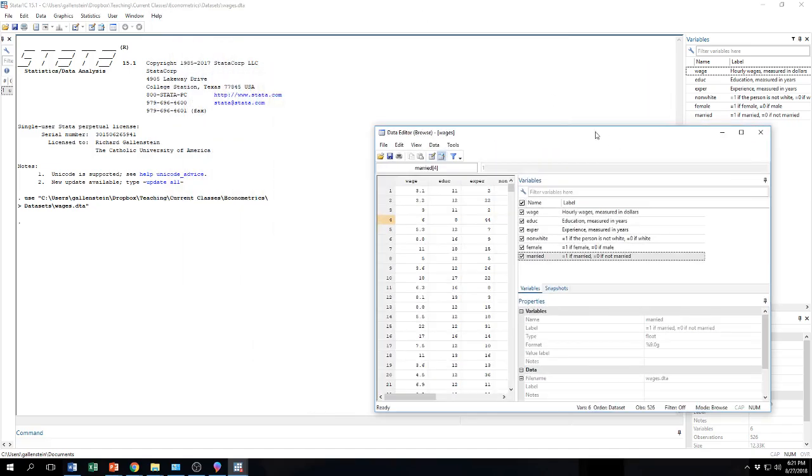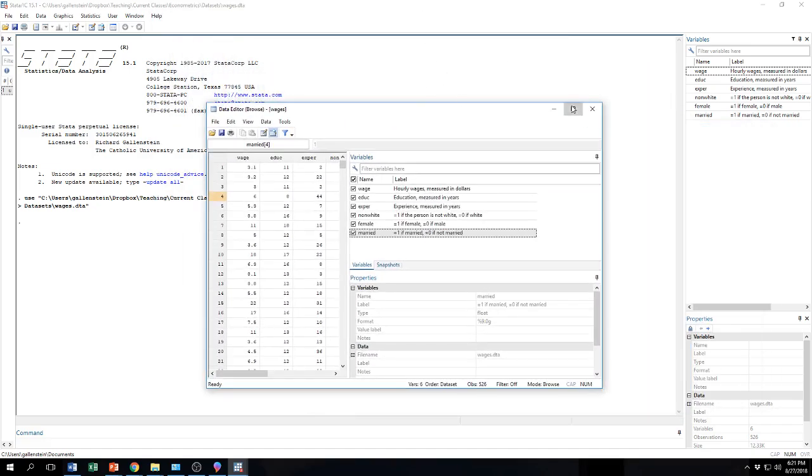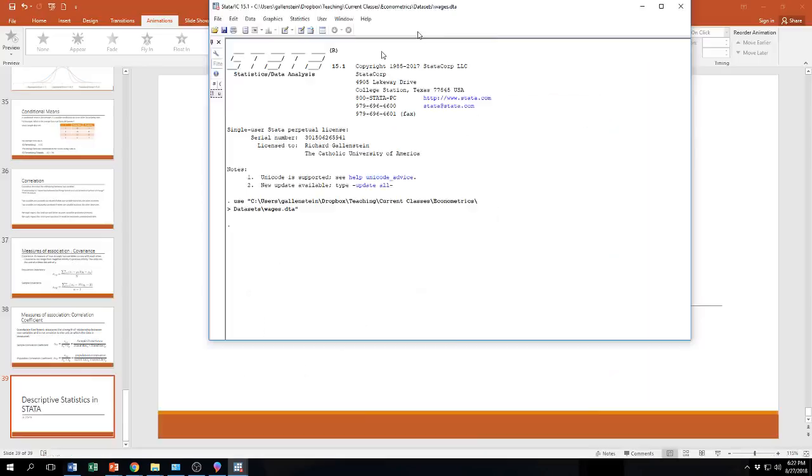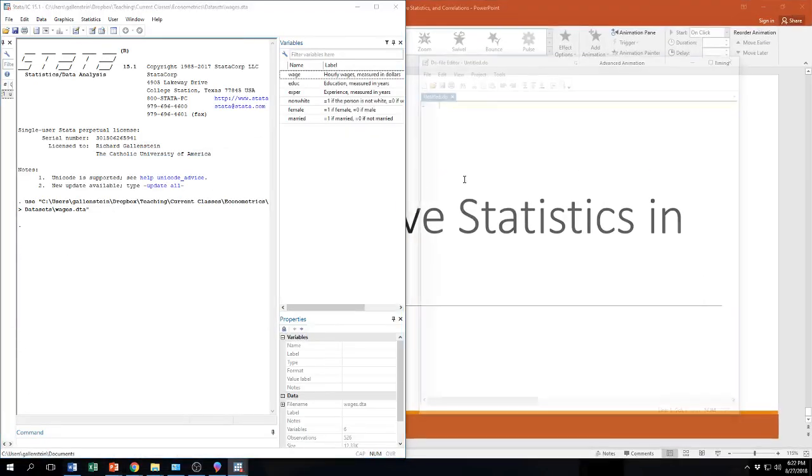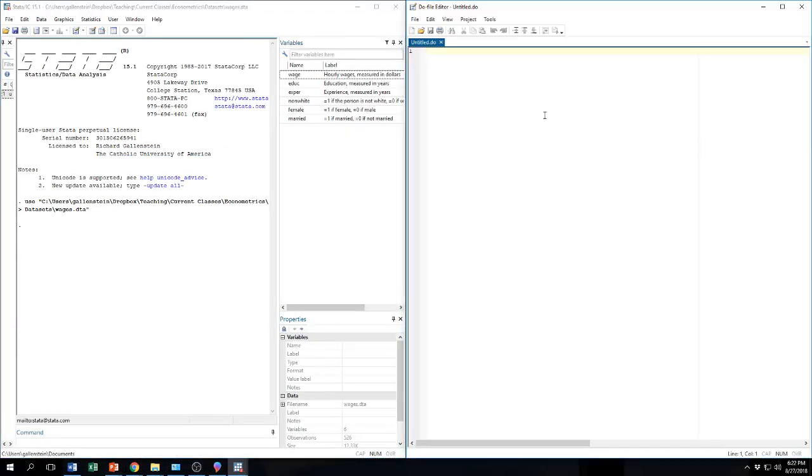And we have our main window here. Now what I'm going to do is close this for now, put the main window over to the side, and open up a do file. Okay, and I'm going to give this do file a label. This is going to be lecture 1, descriptive statistics.